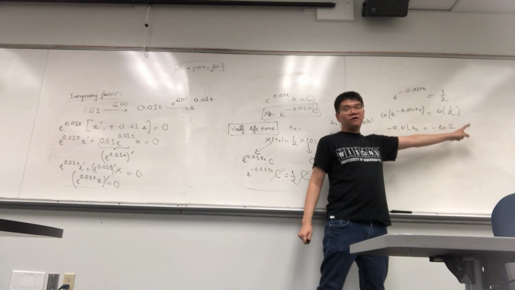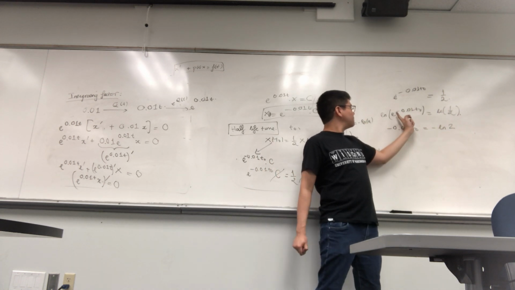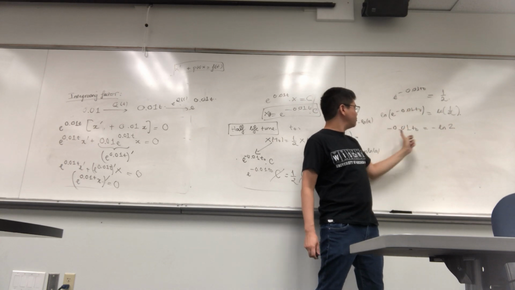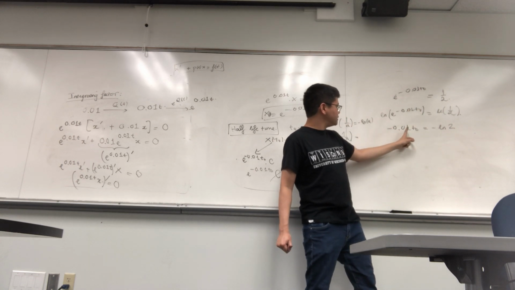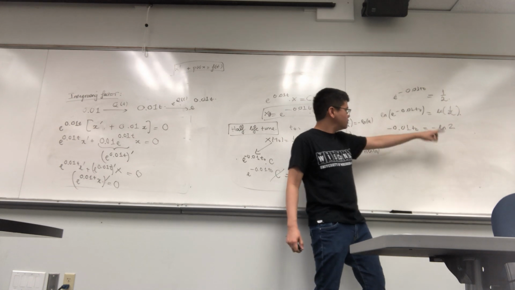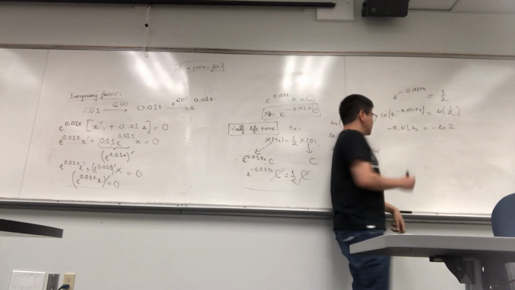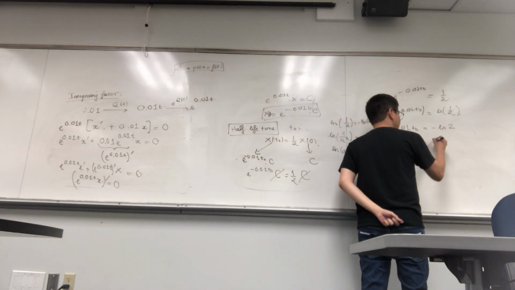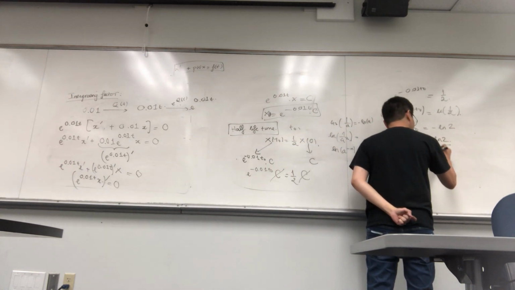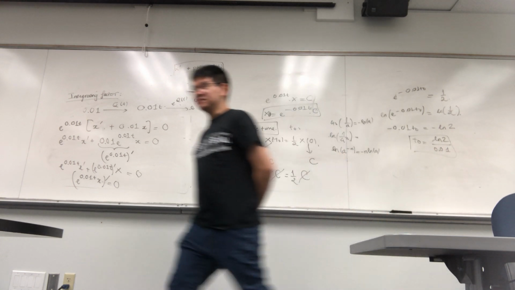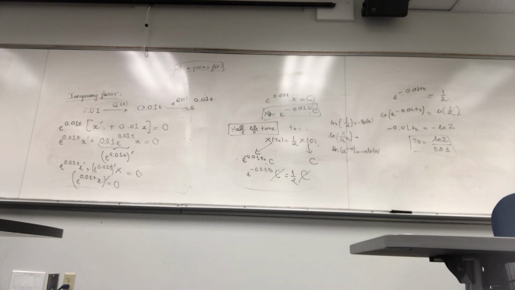I take log on both sides. Log of e to the power minus 0.01 t0 will give me minus 0.01 t0. Log of 1/2 will give me minus log of 2. So then t0 will be log of 2 divided by 0.01. This is the half-life time.